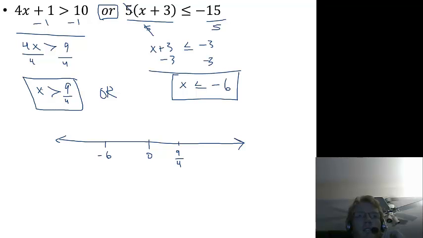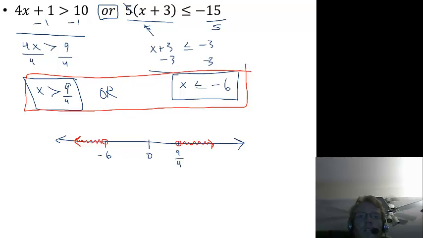Okay, x is greater than 9/4, not including the endpoint, so an open circle and shading this way. And then over here we've got x is less than or equal to negative 6, so a closed circle, shading this way. Okay, anywhere either one of these is true is my solution. So all of this is part of my solution. All of this is part of my solution. So this really is just my final answer. There's nothing that changes by realizing how the graph looks.